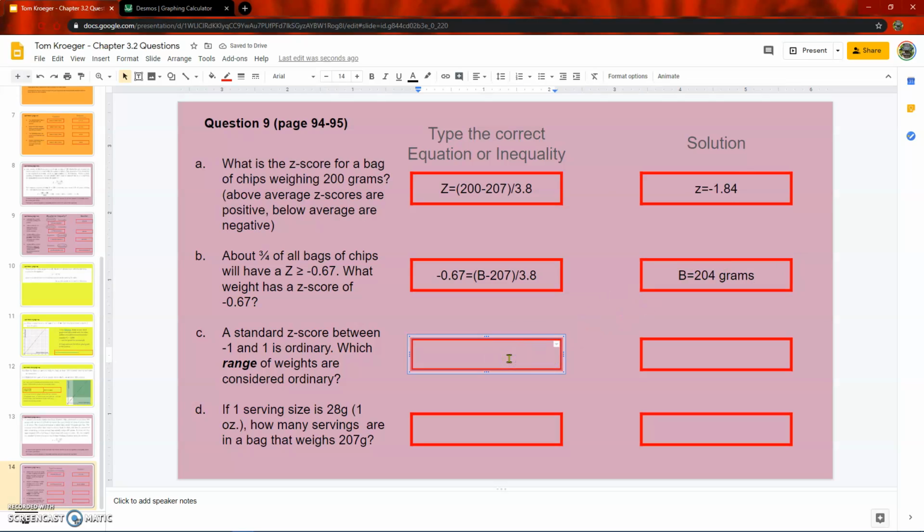Right. A standard Z-score between negative 1 and 1 is ordinary. Which range of weights are considered ordinary? This is just like the other one we did, where we have a negative 1, which is going to be less than or equal to our B minus 207 divided by 3.8, which is less than or equal to positive 1. And we've got basically two equations there. And we're going to find a number less than or equal to B, less than or equal to some other number there. We're going to figure what those two numbers are going to be on either side. So we've got two equations here, two things to solve.